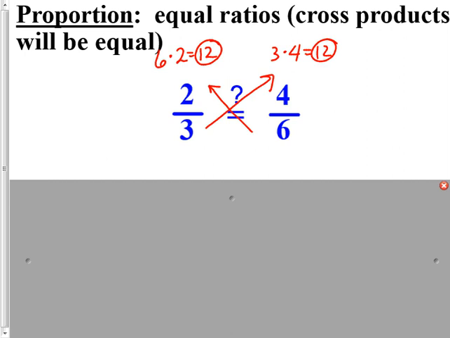This one is also pretty easy to look at, because you should be able to see that 2 times 2 is 4 and 3 times 2 is 6. So that shows us that a ratio of 2 to 3 and a ratio of 4 to 6 are equal.